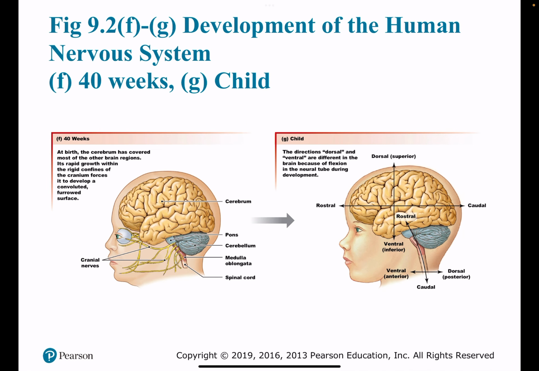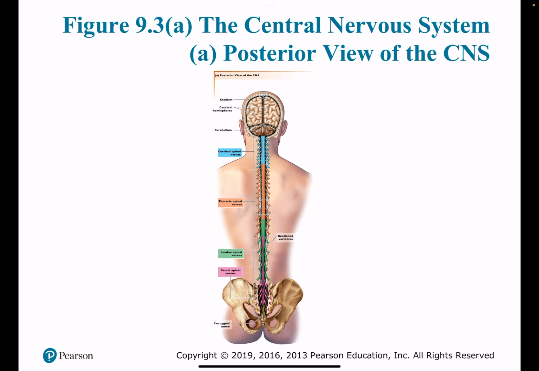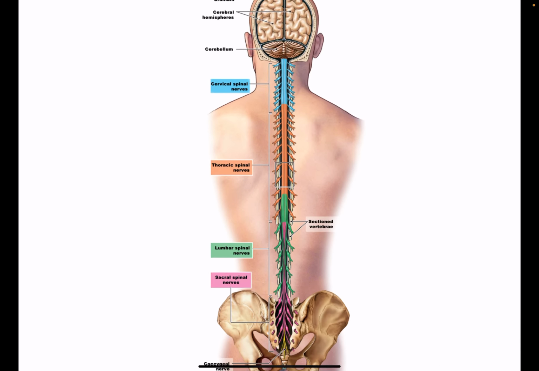All right, so it keeps on going. Now we've got some type of directional system set up. I'm not worried about that. It's just showing you development. This is just showing us here are the portions of the central nervous system.